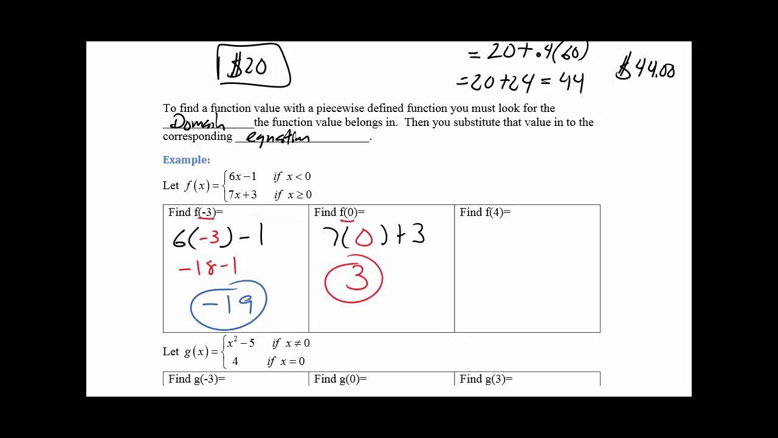And then the last one here, f of 4. So where do I find 4? It's at the top or the bottom equation. And 4 happens to be bigger than or equal to 0. So it's bigger than 0. So that means I'm going to use the bottom equation to find f of 4. Alright, so we want to fill the hole there. So 7 times 4 is 28, plus another 3 puts us at 31. So those are those function values.